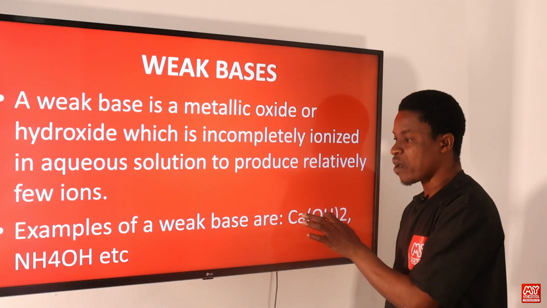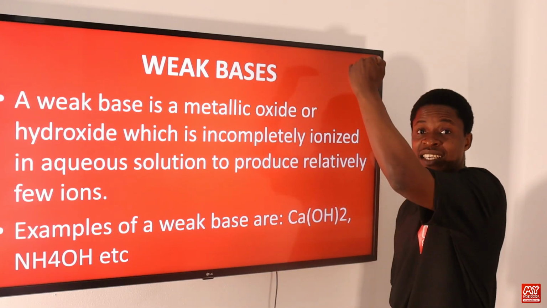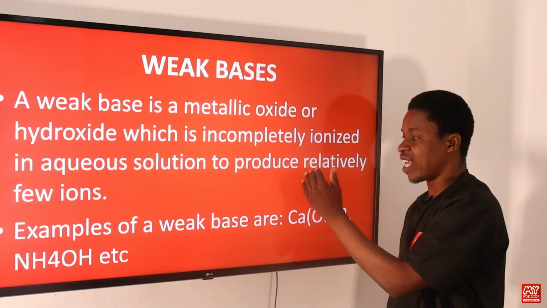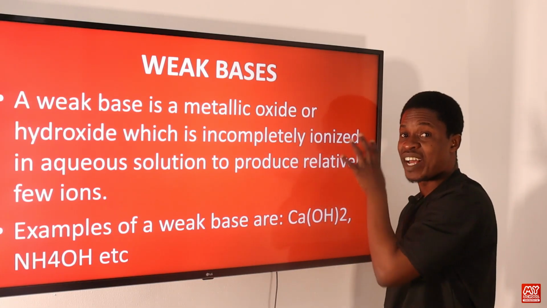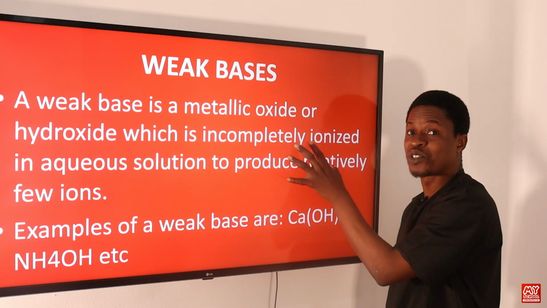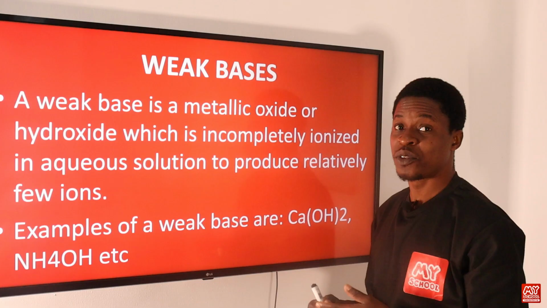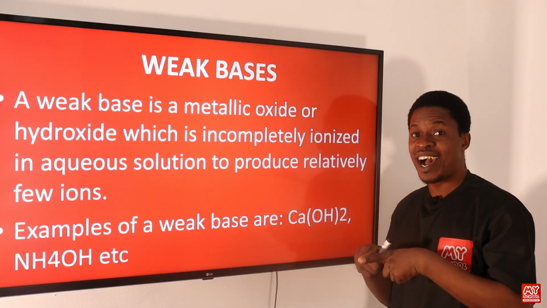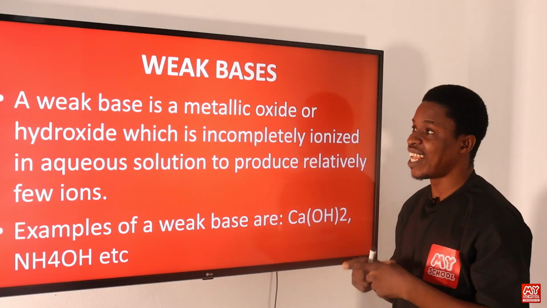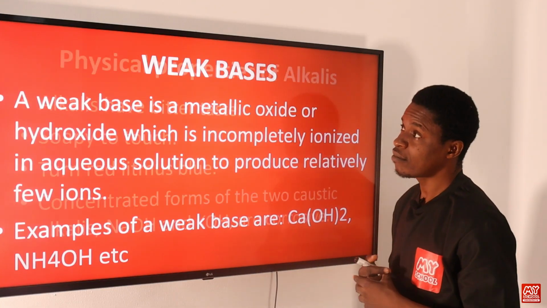These actually are weak bases. When you look at the table we had in previous slides, we showed that some of them are slightly soluble while some of them are soluble. Those that are soluble completely are strong bases, while those that are slightly soluble are what we refer to as the weak bases. Let's move on to the next slide now.